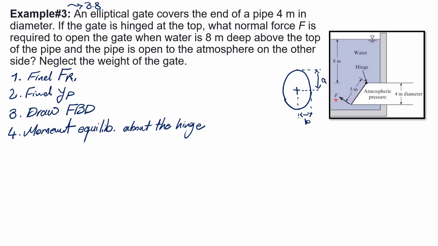Perfect. So in order to find FR, I need to find h bar, or depth to the centroid of this elliptical shaped gate. As I said, when you have an elliptical shape, you will go to the appendix figure A1 and you will find that the centroid is right in the middle of it. So it's right in the middle over here, right? Now, first of all, you need to find theta. Theta is this angle. So this is theta, right?